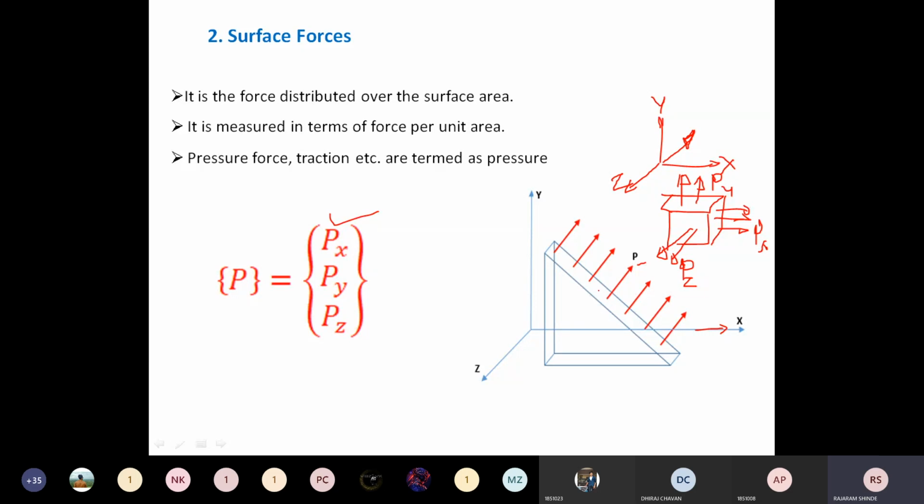Now here I have taken this body, and in this body you have pressure. It is not only in the x direction, y direction, or z direction, but it has components in x, y, and z directions. Have you got it? There may be the possibility of only 2 components, there may be the possibility of 3 components, and there may be the possibility of only 1 component. This is the pressure load. Any doubt here?